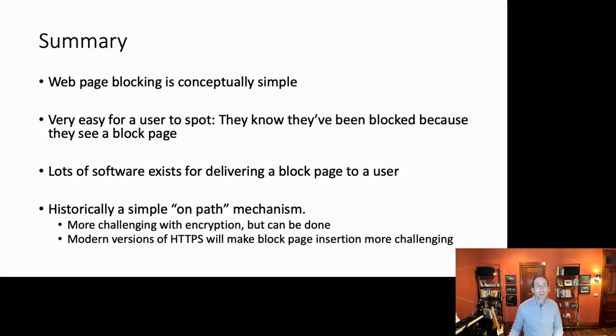Historically, web page blocking has been a very simple on-path mechanism. The device really needs only to see the content being requested, and then it can reset the original connection and inject its own HTTP response for the block page. Modern versions of HTTPS will make it more difficult for these devices to determine which page or what content a user is accessing, and inserting block pages in this fashion will get increasingly more difficult to implement in the future.